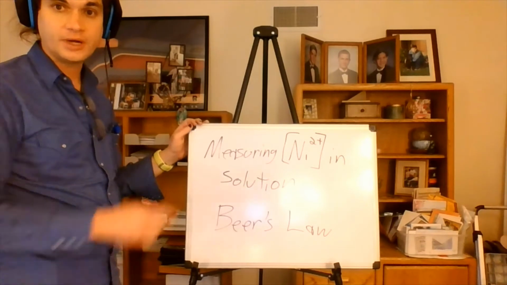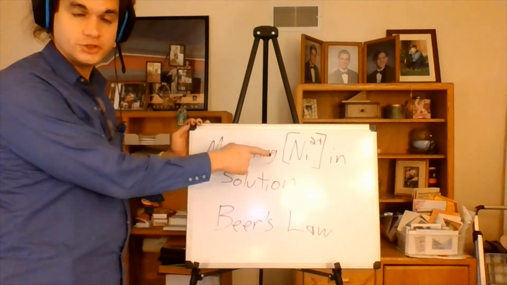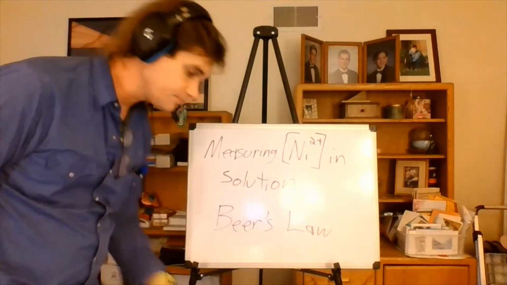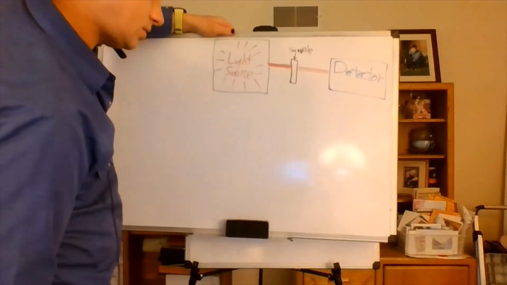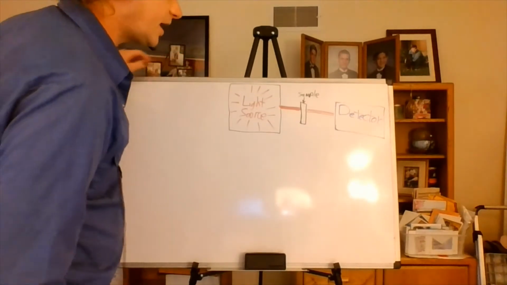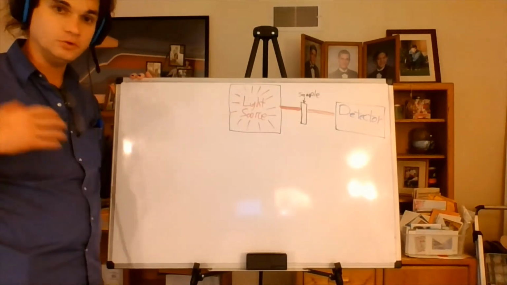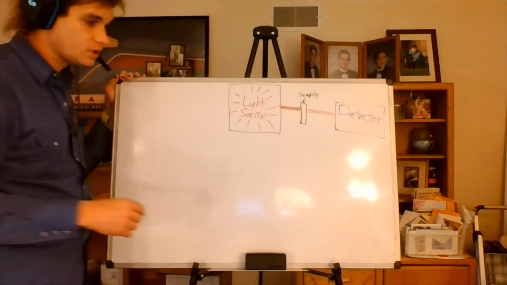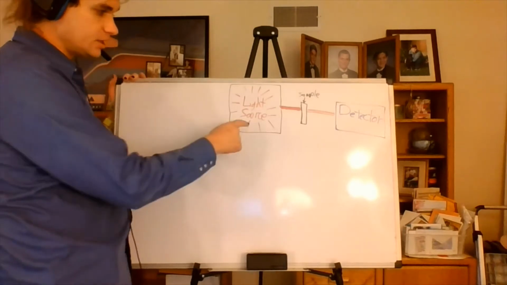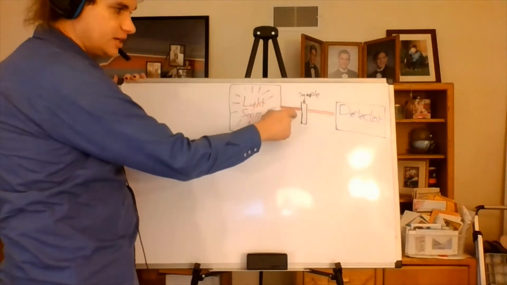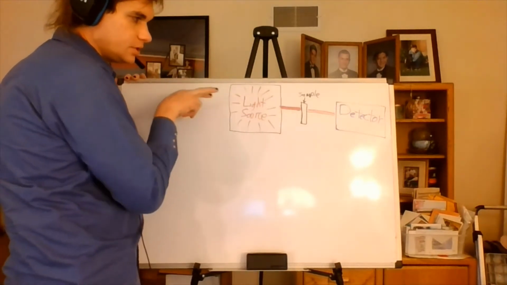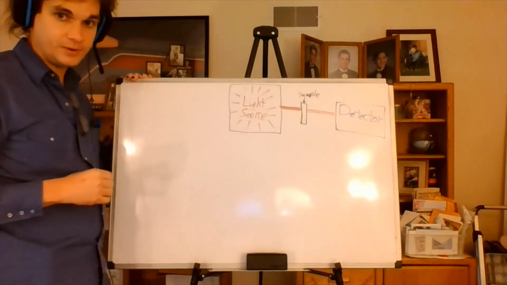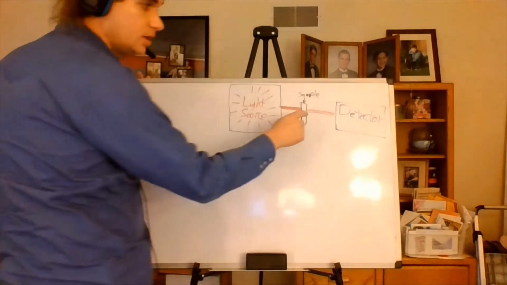Today we're going to be talking about how to measure the nickel 2 content of a solution using Beer's Law. So Beer's Law has to do with the absorption of light moving through some sort of medium, such as a solution. The basic setup of the experiment is that you have a light source, you have your sample, and you shine light through your sample at a certain wavelength. You do one wavelength at a time and measure it at the end.